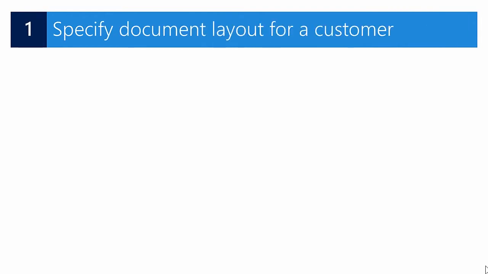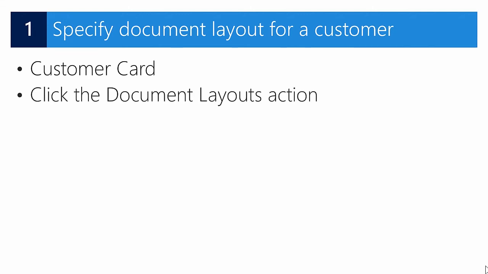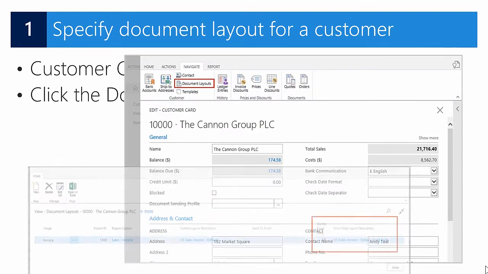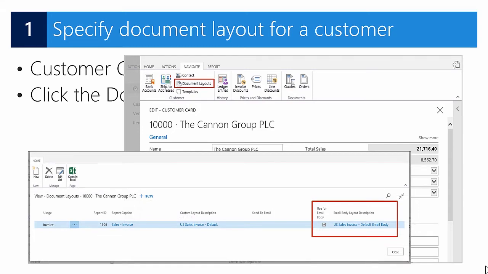Let's get started with the first step, where we will specify document layouts for a customer. We'll do that by using the customer card, and then on the customer card for a specific customer, we'll use the document layouts action to assign which report should use which template. Let's have a look in the application.